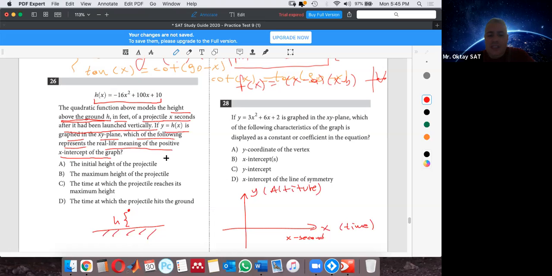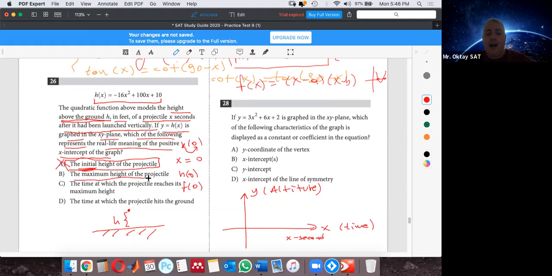Good. Let us read. Initial height of the projectile. No. Initial means, my dears, when x is 0. I mean, h of 0 is initial. Do we have h of 0 here? No. Everywhere, h of 0, f of 0, k of 0, I mean, function at 0. This is initial. So it is not.